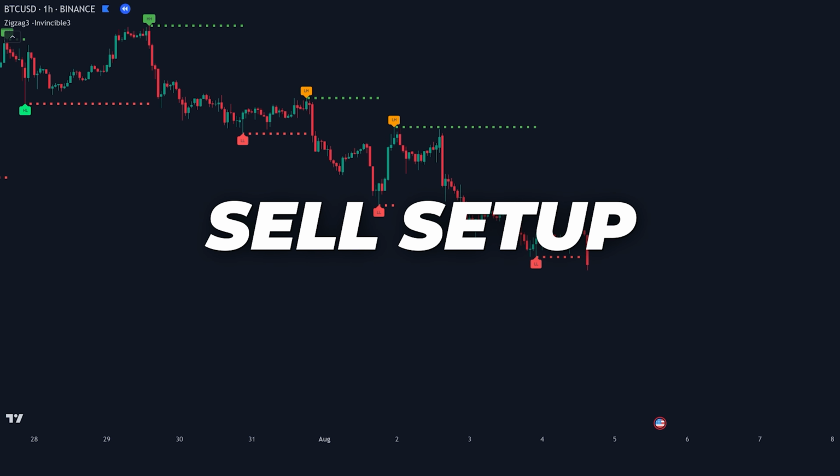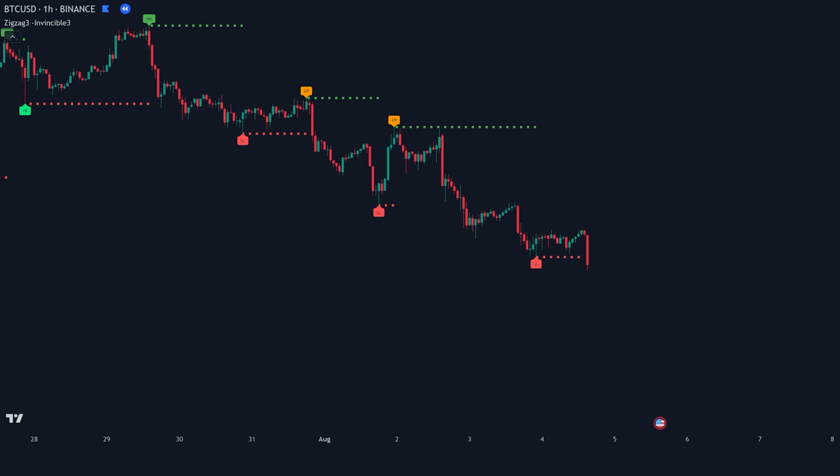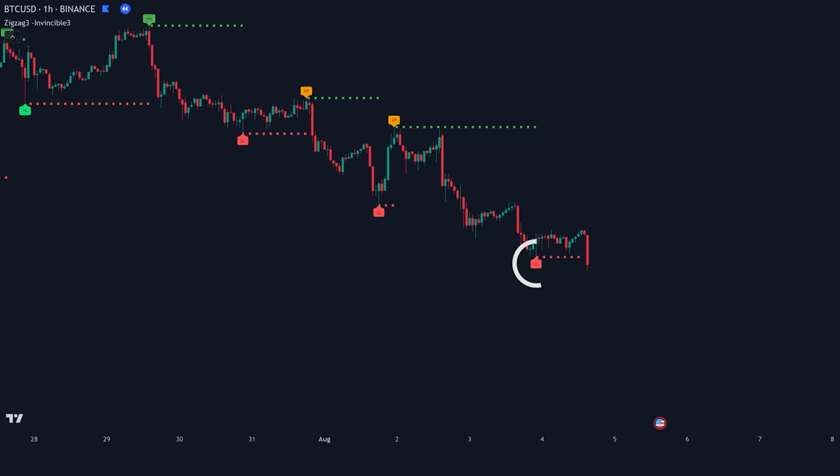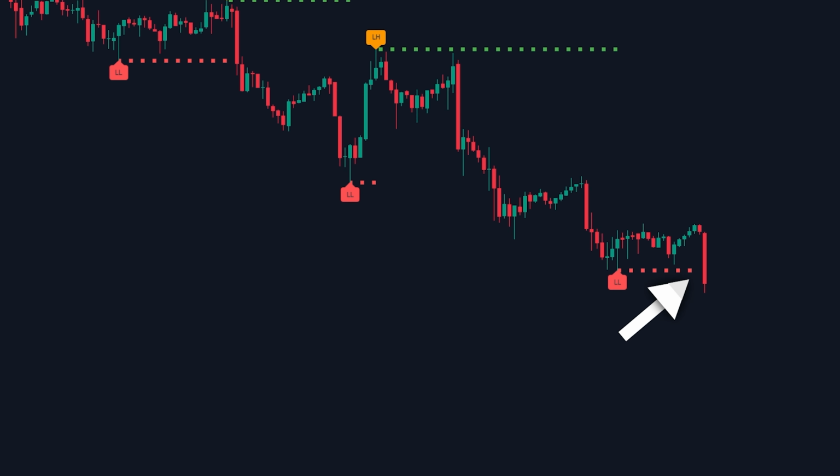Let's go through this sell trade setup, which is a breakout trade. First, we notice that the price is forming lower highs and lower lows, indicating that the market is in a downtrend. The zigzag indicator automatically identifies these points, making it easy to confirm the bearish trend. Next, the price breaks below a key support level marked by the red dotted line. This breakout shows strong selling pressure, suggesting that the price is likely to continue moving downward.